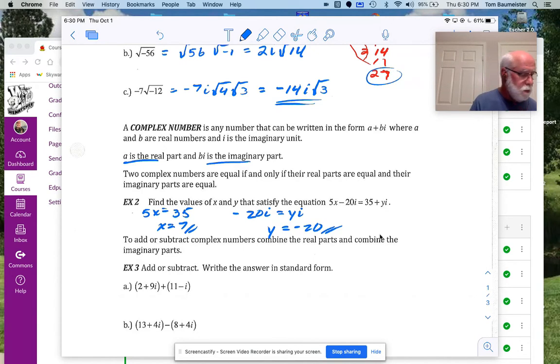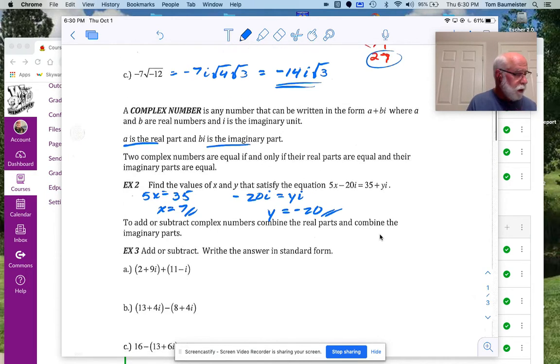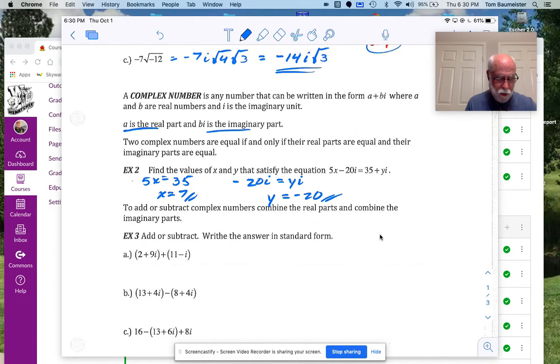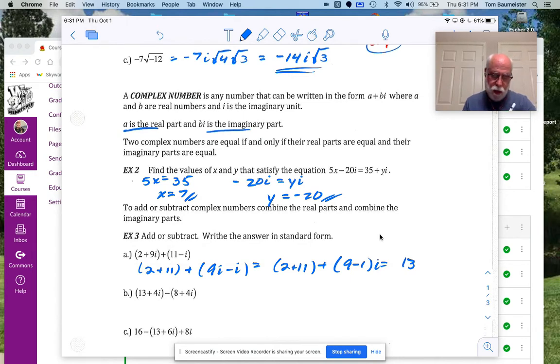All right, so to add and subtract complex numbers, combine the real parts and combine the imaginary parts. When we add, we take our real parts, which on both of these are 2 and 11. We take our imaginary parts, which are 9i minus i. So 2 plus 11, and 9 minus 1 i. 2 plus 11 is 13, and 9 minus 1 is 8, and that gives me 13 plus 8i.